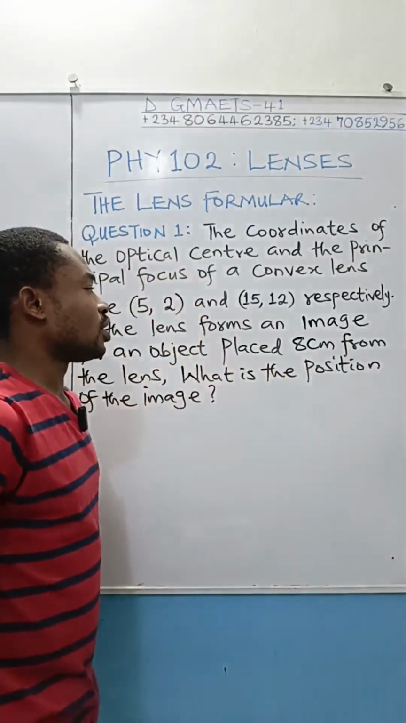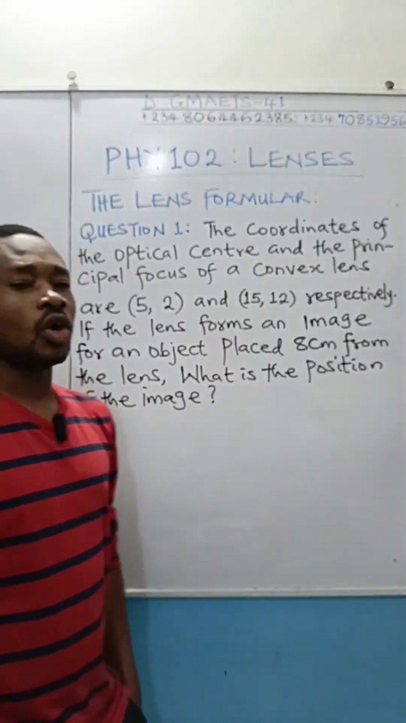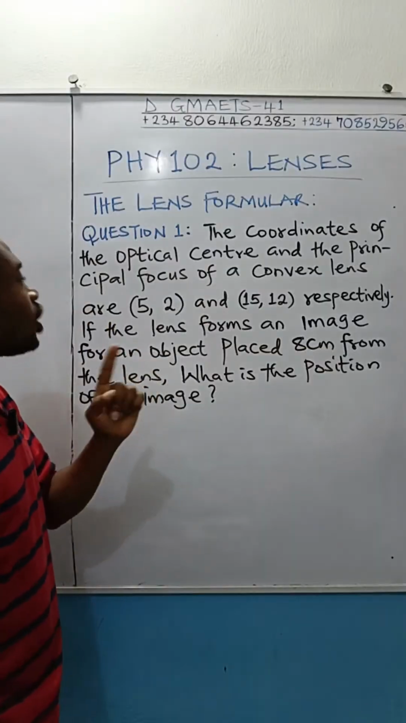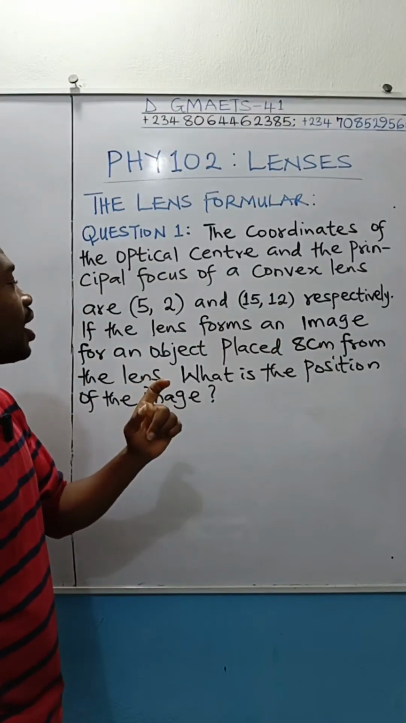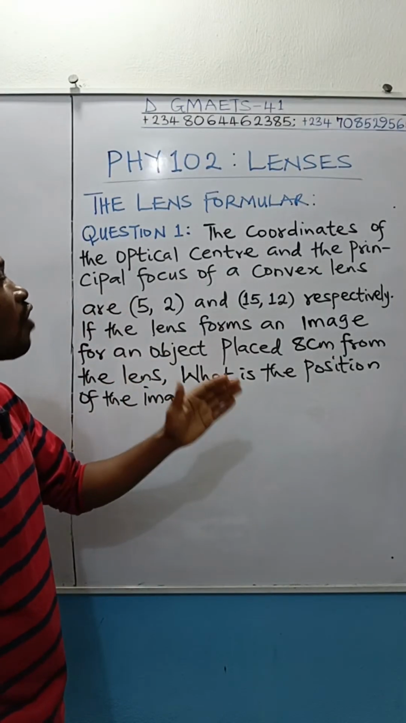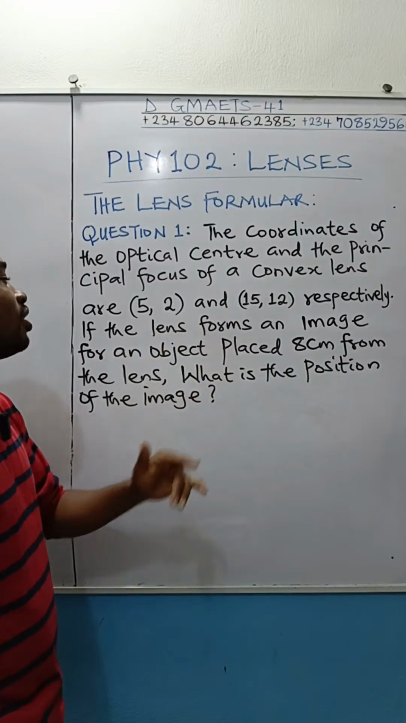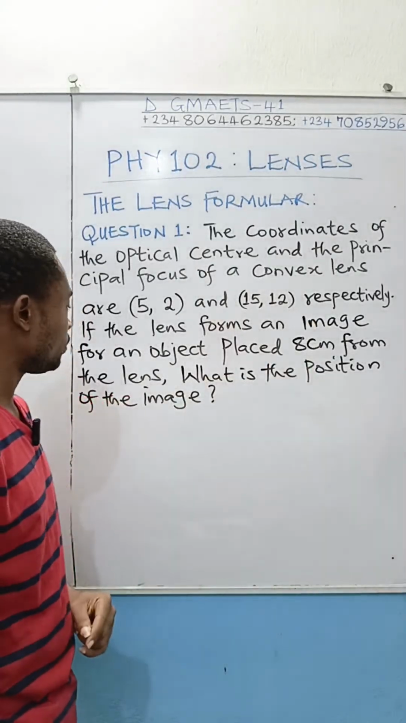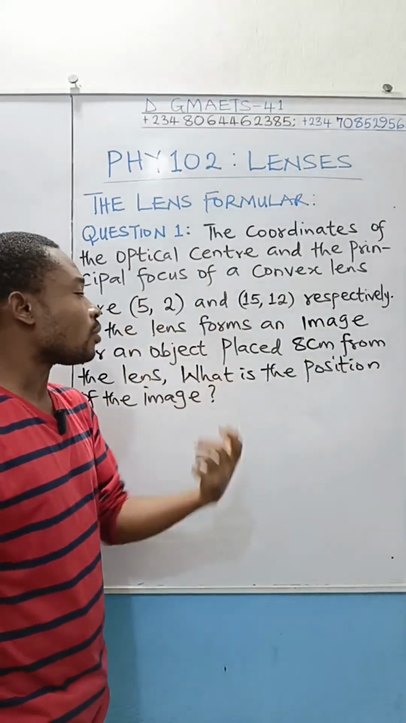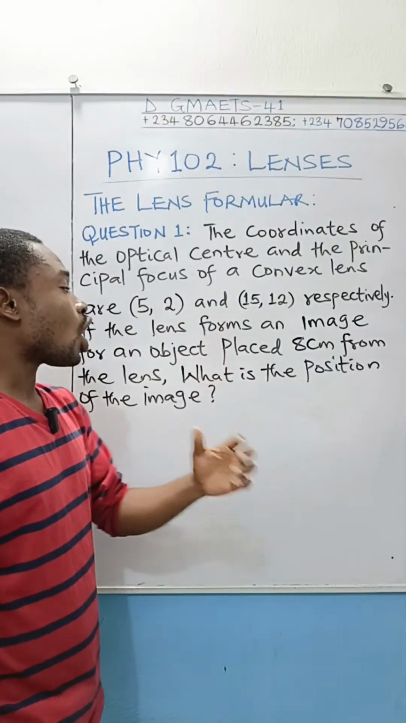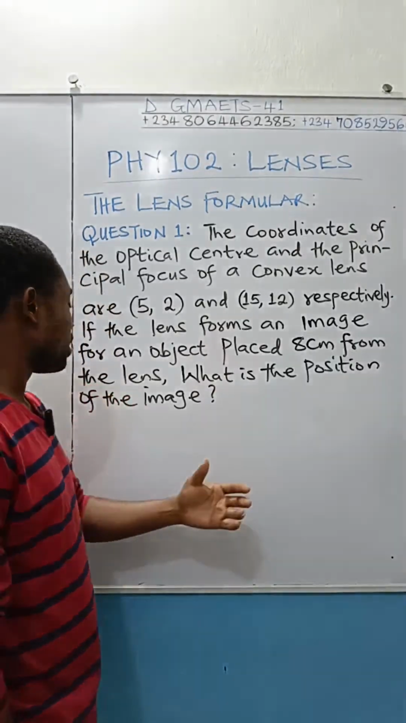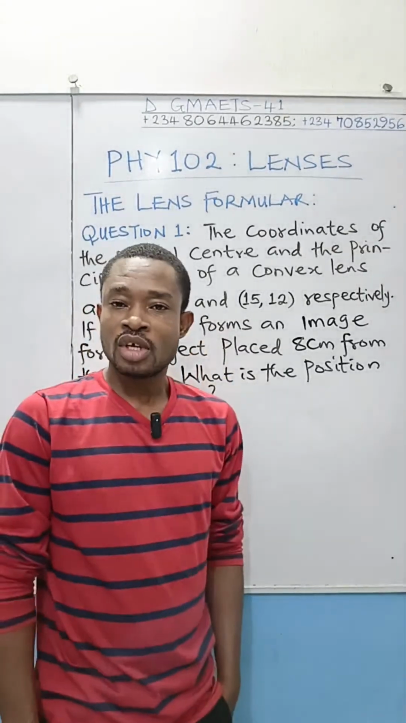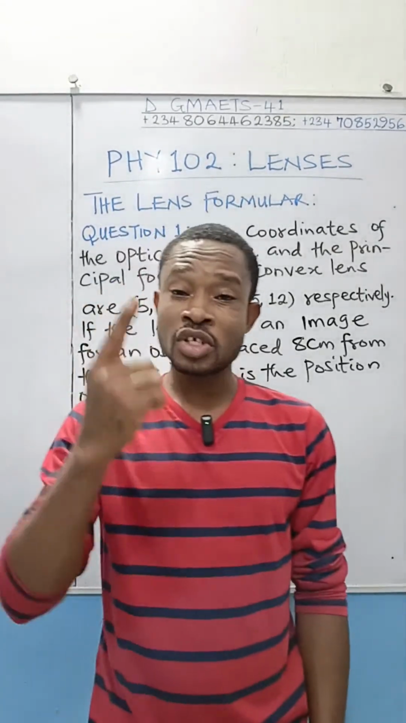Now, let us deal with this. First of all, we have to read this question. Let's read it together and see. The coordinates of the optical center and the principal focus of a convex lens are (5,2) and (15,12) respectively. If the lens forms an image for an object placed 8 centimeters from the lens, what is the position of the image?